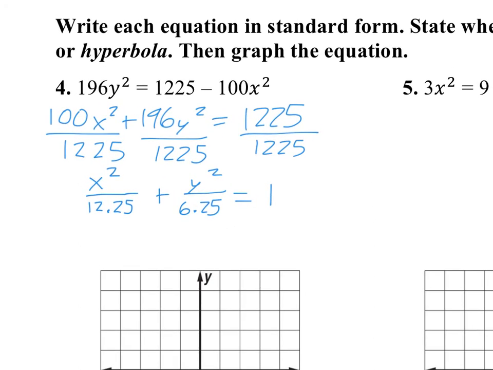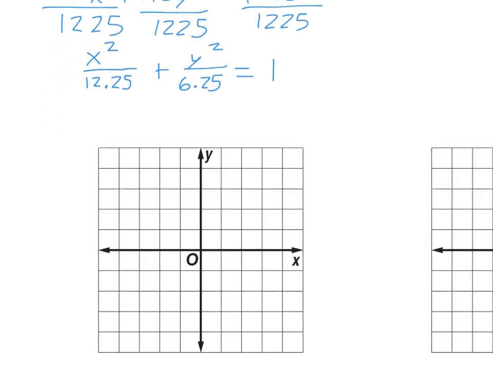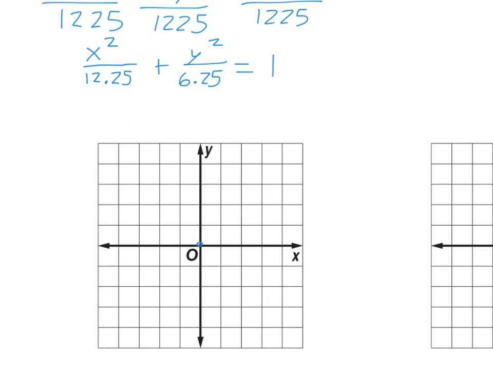All right, so I didn't write yet that this is an ellipse. And now we have the equation in standard form. So now all I have left to do is to graph it. All right, so this is centered at 0, 0. I'm going to go left and right, the square root of 12.25. And the square root of 12.25 is 3.5. So I go left and right, 3.5.